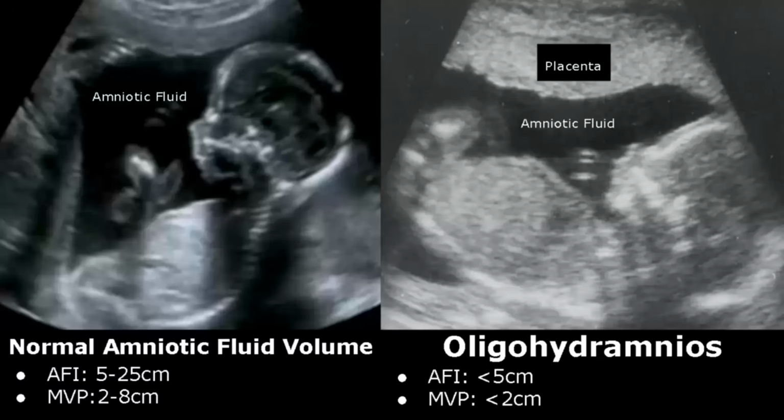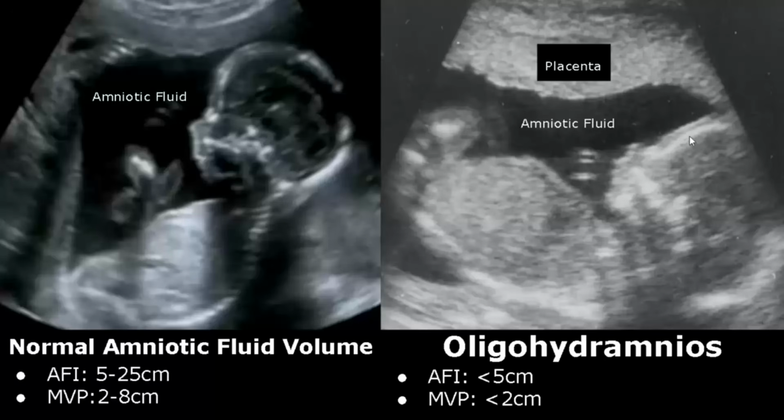The second method is maximum vertical pocket or MVP, in which a single measurement is taken from the deepest pocket of fluid, free of fetal parts and umbilical cord. This value must be between 2 to 8 centimeters for normal fluid volume. This image shows us a normal amount of amniotic fluid around the fetus. This image is of oligohydramnios, in which there is low amount of amniotic fluid.